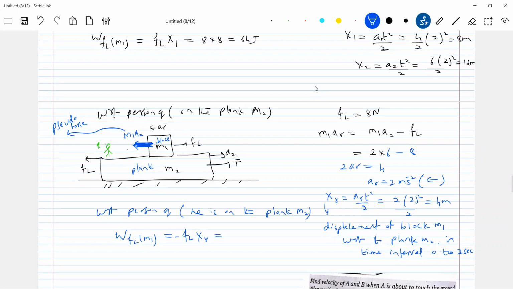Why negative sign? How is FL acting? Towards right. But the displacement of the block with respect to the plank is towards left. So we know the value of FL. FL is how much? 8 Newton. Displacement of block 4, so minus 32 joules. Just look at the thing here.